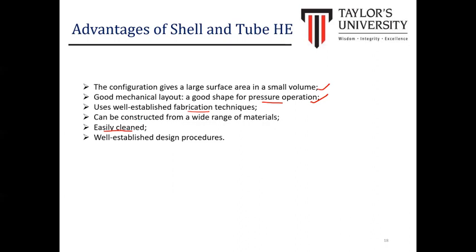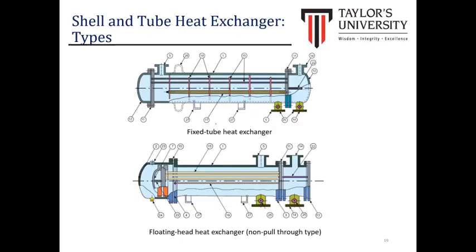And it is easy to be cleaned because we can depend on the application. For example, if we choose the U tube heat exchanger, we can remove the U tube part, and then we can do the cleaning and maintenance on that. And it also has the established design procedure.